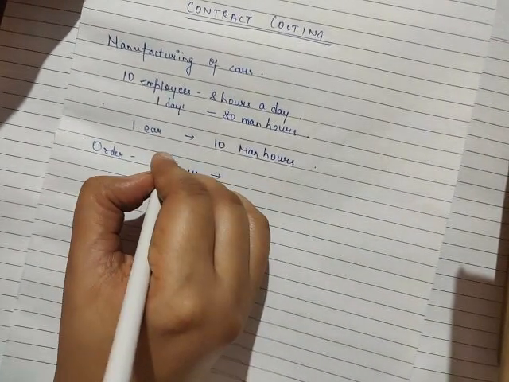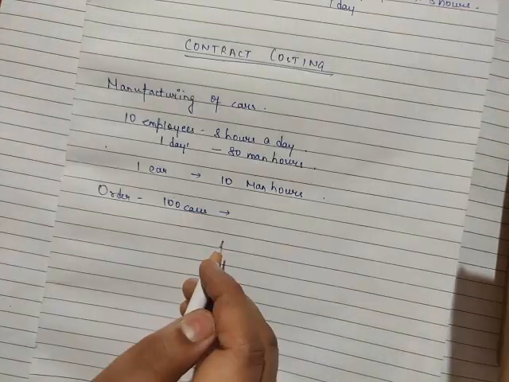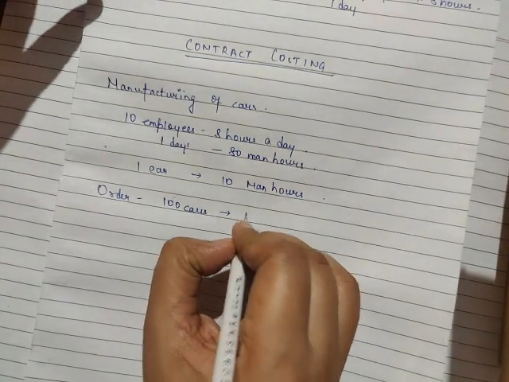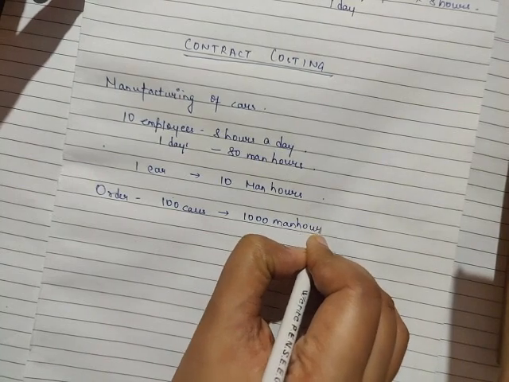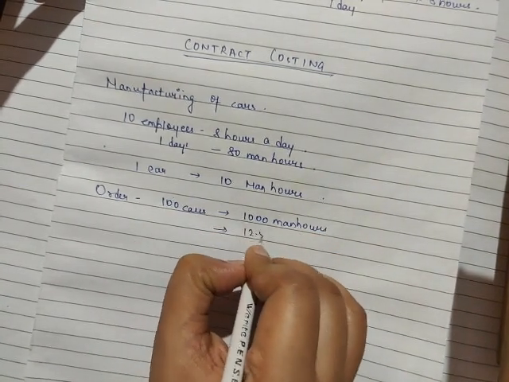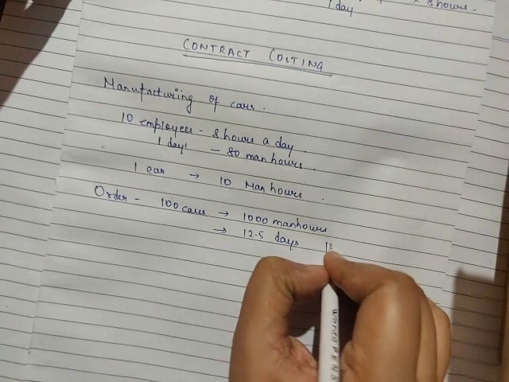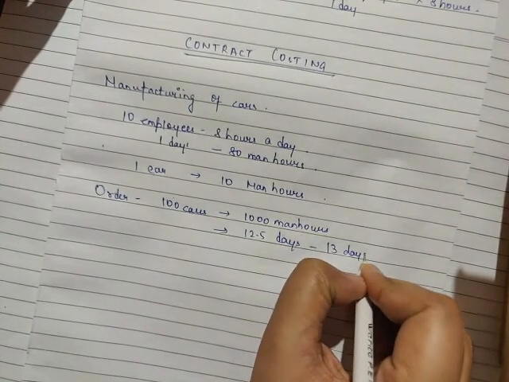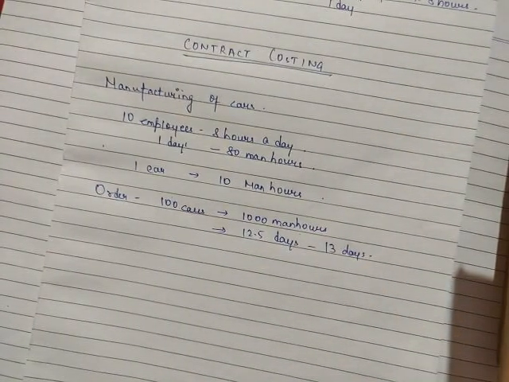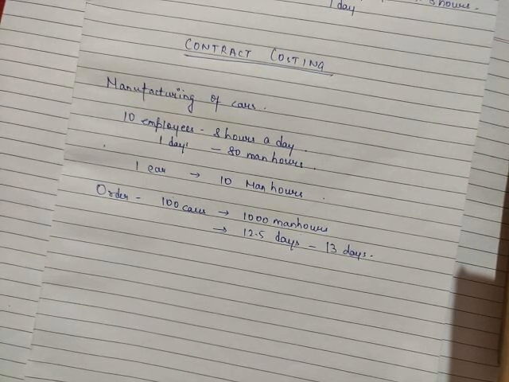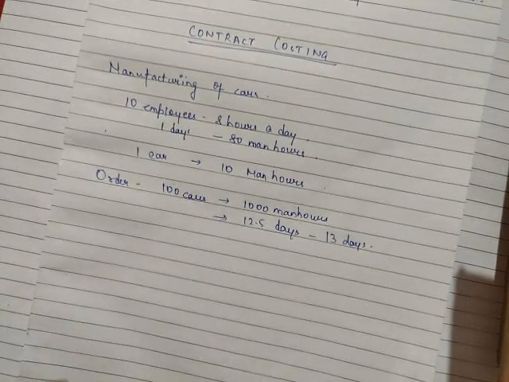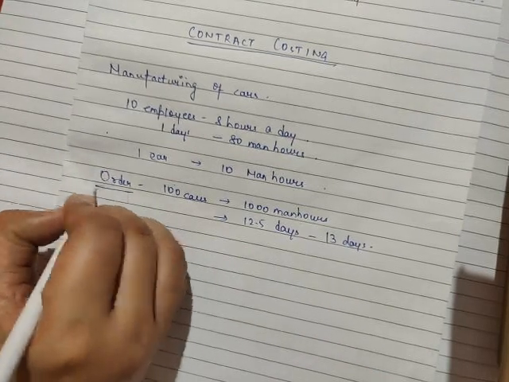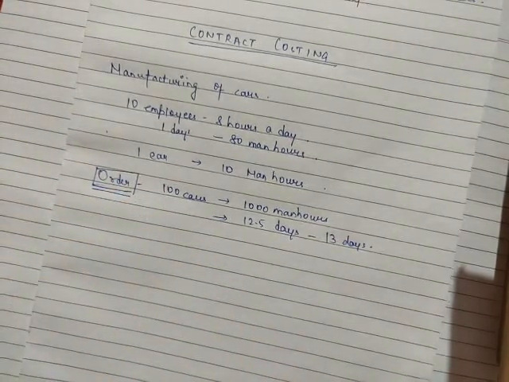So for 100 cars, you will need 1000 man hours, which will be approximately 12.5 days. Or say let's round it off to 13 days. So the company will be able to complete this order of supplying 100 cars within approximately 13 to 15 days. Now, this is a job. You get one order which you have to complete.